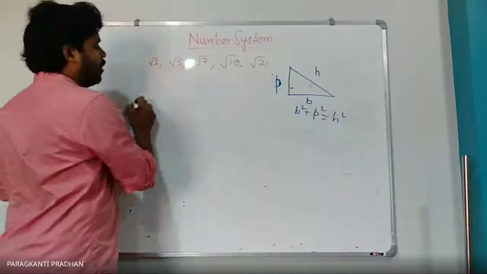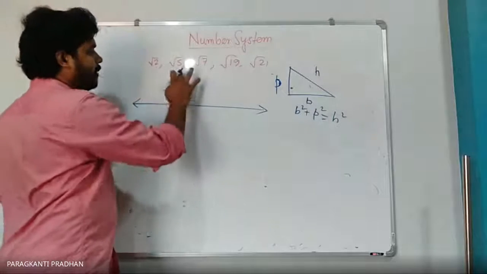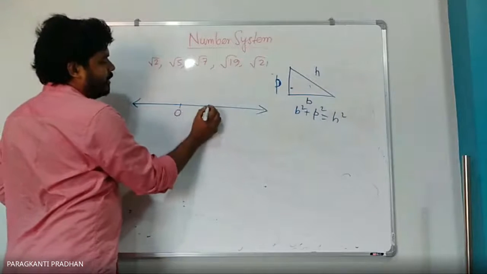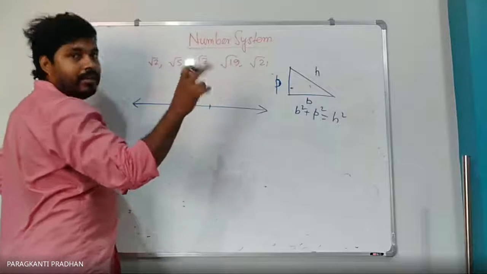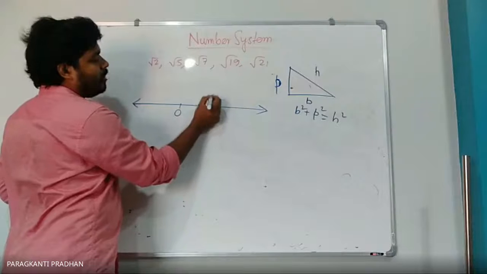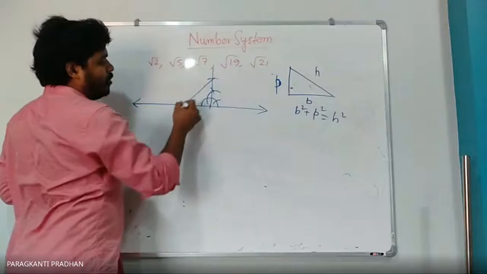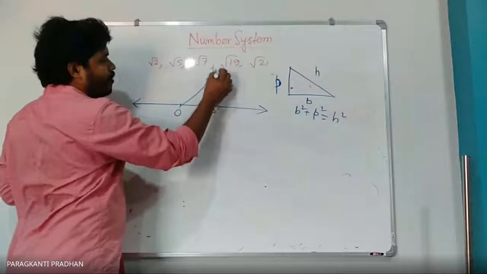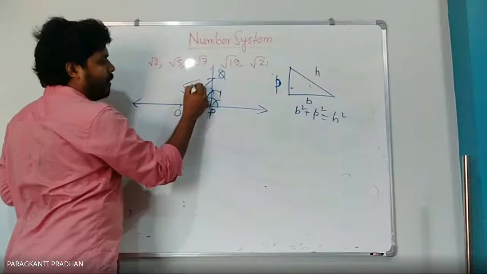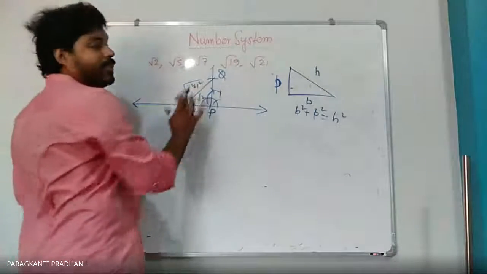At first we draw the number line and take this point as O. This distance is 1 unit, taking the compass or a scale, 1 centimeter. At this place draw the 90-degree, then cut the line and join, and call it OQ. So OQ length is root of 1 square plus 1 square, that is root 2. So this length is root 2.